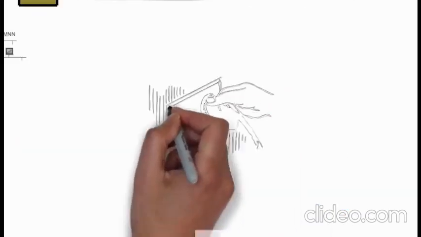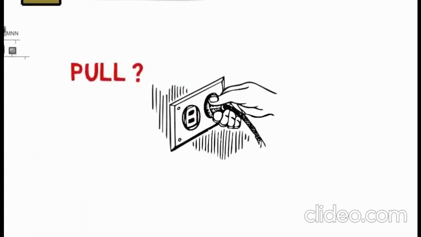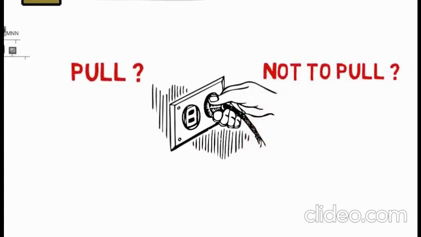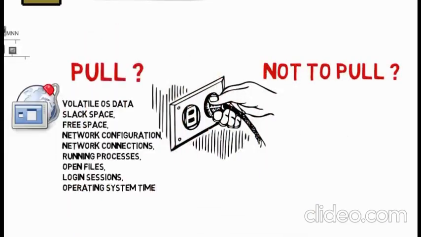At a digital crime scene, one of the first questions is, should we pull the plug or not pull the plug on a computer which is live and on? Pulling the plug could mean we could lose volatile operating system data such as slack space, free space, network configuration, network connections, running processes, open files, login sessions, operating system time, and a lot of other such electronic evidence.